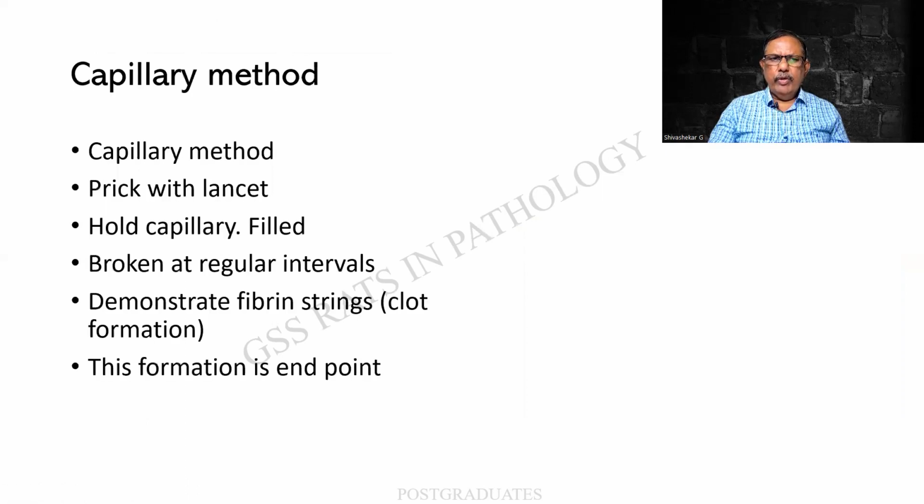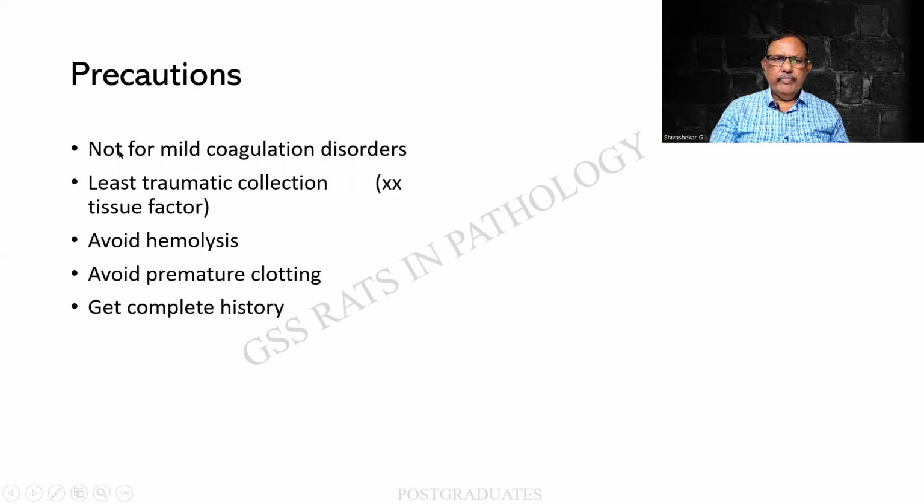The time taken for the clotting of the blood can also again vary. There are two methods, as I told you, the capillary method with the lancet held and broken at regular intervals to demonstrate the fibrin strings. The end point is the fibrin string. It is not for mild coagulation disorders, only when the patient is having a massive disorder, because any of these factors, even in a small quantum, are sufficient to prevent bleeding.